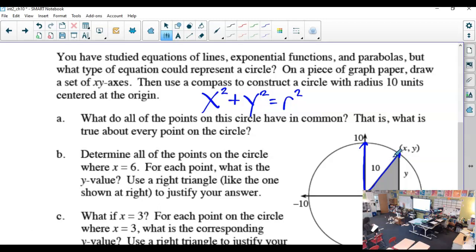Any of these radii, whether I go straight along the x-axis, straight up the y-axis, or out diagonally, all of the radii are equal, and they are how big here? 10, right? So if our radius is 10 here, I can replace this and say, well, this is really x squared plus y squared equals 100.